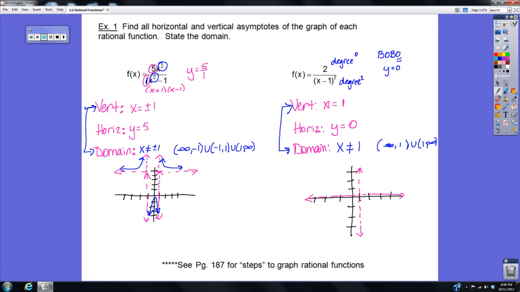So just so you can see what the graph will look like, you will have something sort of like that and kind of like that. We'll get some better graphs on some other ones in just a minute.